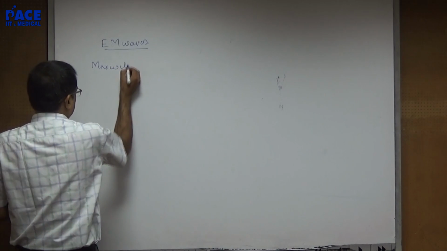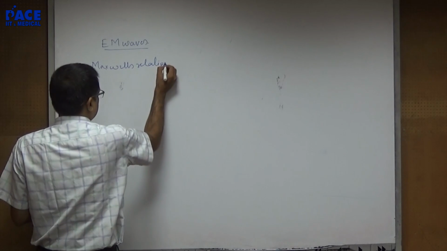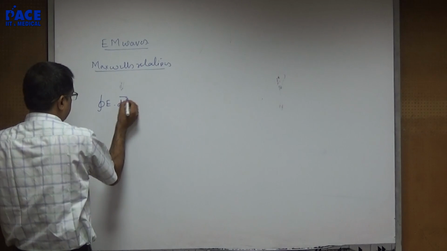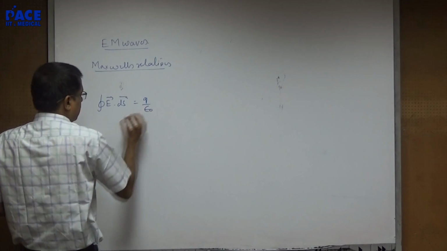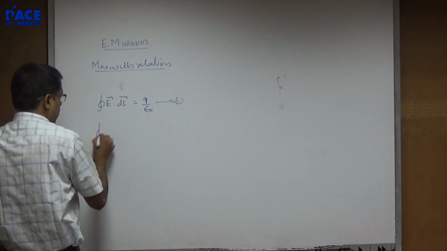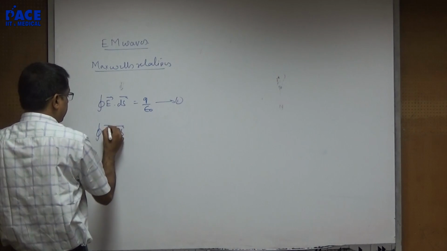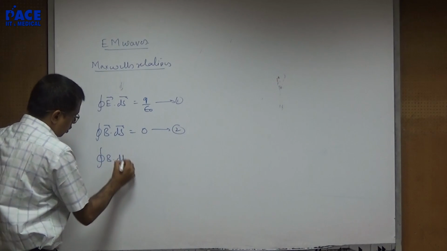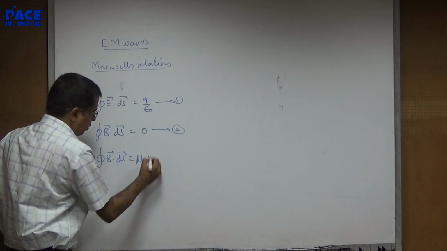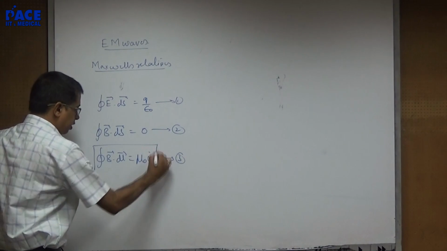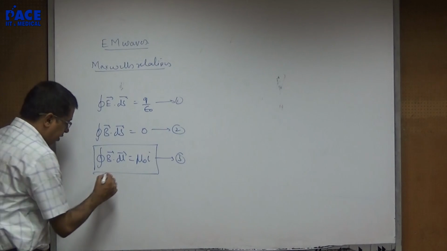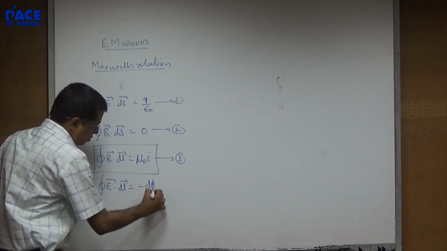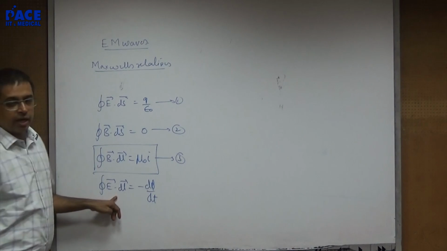Maxwell's relations. First is Gauss law for electrodynamics. This will be Q by epsilon naught. Gauss law for magnetostatics will be 0. Ampere's law, closed integral B dot dl is mu naught I, is the third equation, which will need a correction. Now, closed integral E dot dl is minus d phi by dt. Faraday's law.